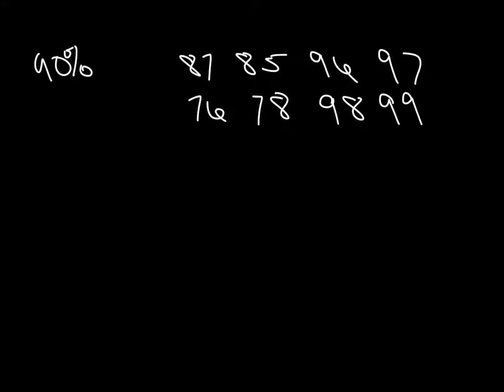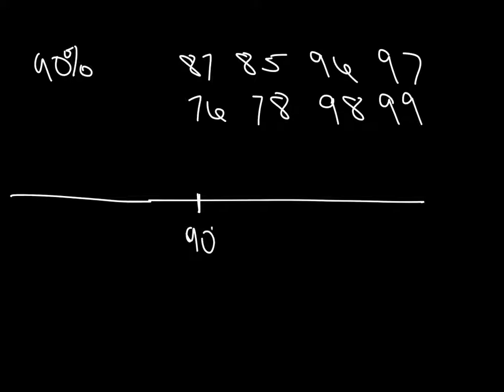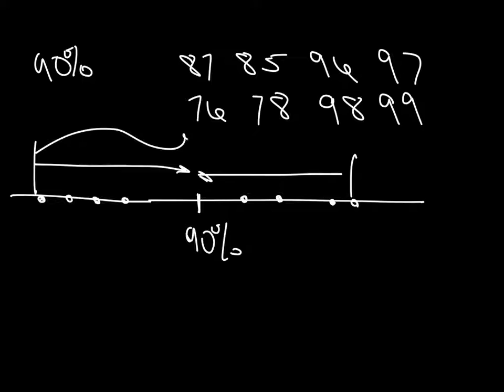Okay, so there's all my scores. What I'm interested in is how close those scores are to my 90%. So I've got an 87, an 85, a 76, a 78, a 96, a 97, a 98, and a 99. These are all a certain distance from my average score, and this distance here is my standard deviation. So the closer these scores are to 90, the better.